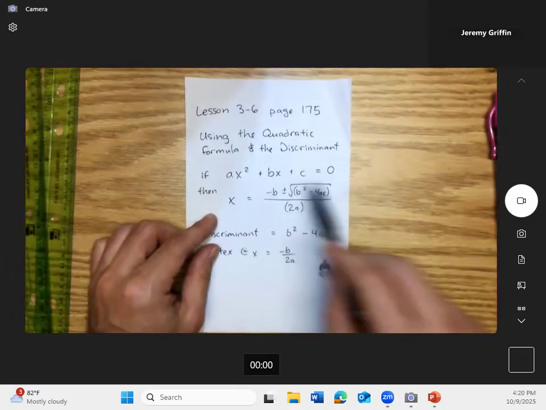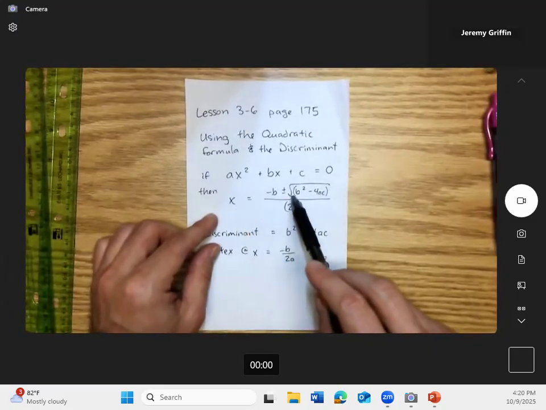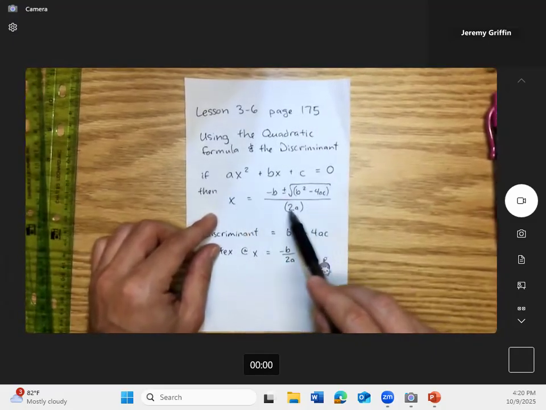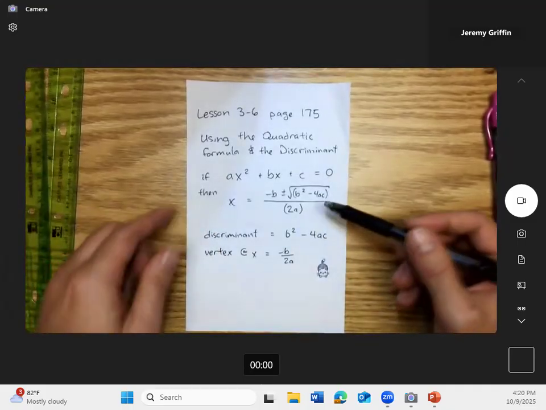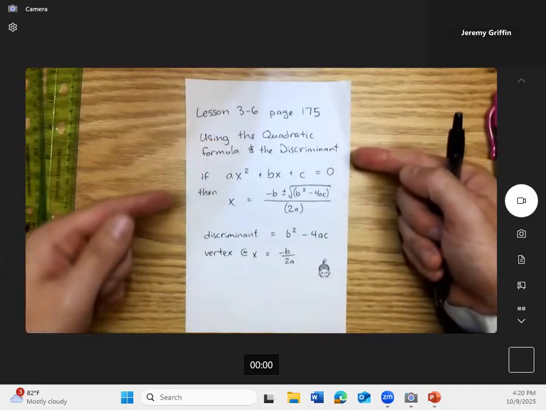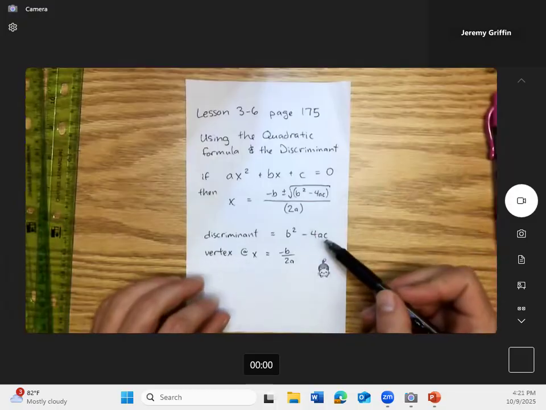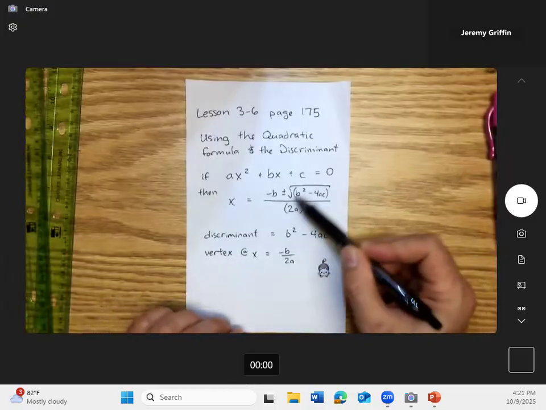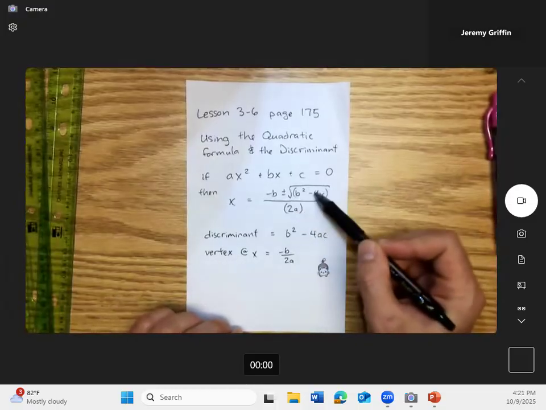So anything that's in this form, x always equals negative b plus or minus the square root of b squared minus 4ac, all divided by 2a. That's it. Now, what do they mean by the discriminant? That's one part of the quadratic formula. It's just b squared minus 4ac, the part that's underneath the radical.